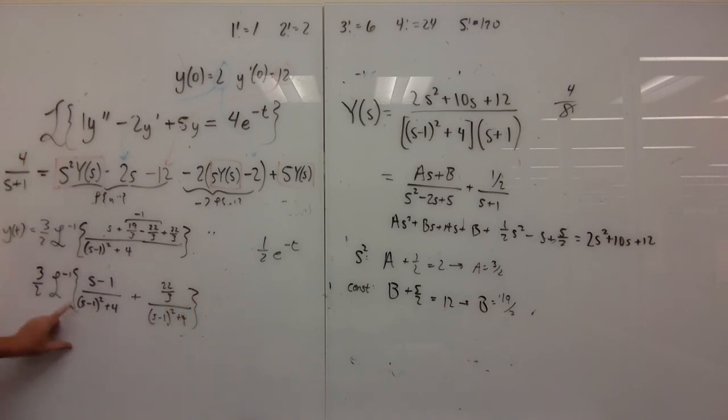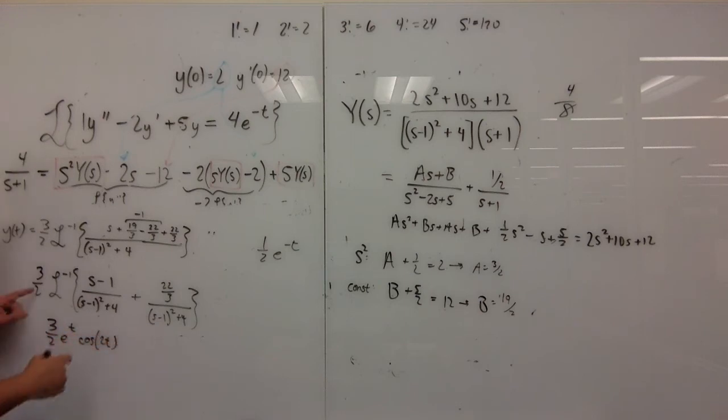What's the Laplace inverse of this guy? This is your desired what? Cosine with a shift of e to the 1. Right, a shift of 1. e to the t, and cosine of what? 2t. 3 halves, e to the t, cosine 2t.